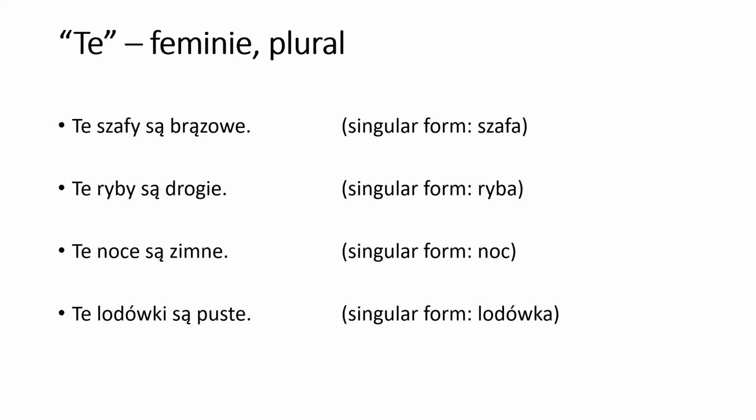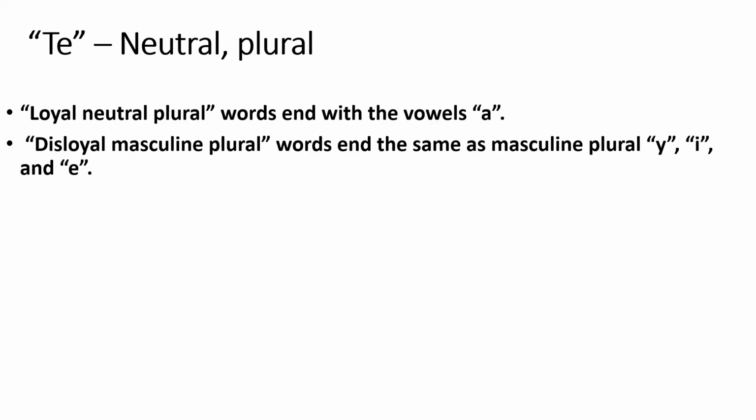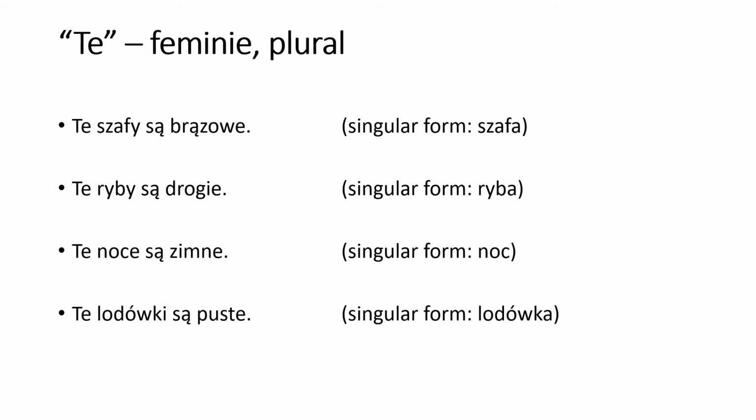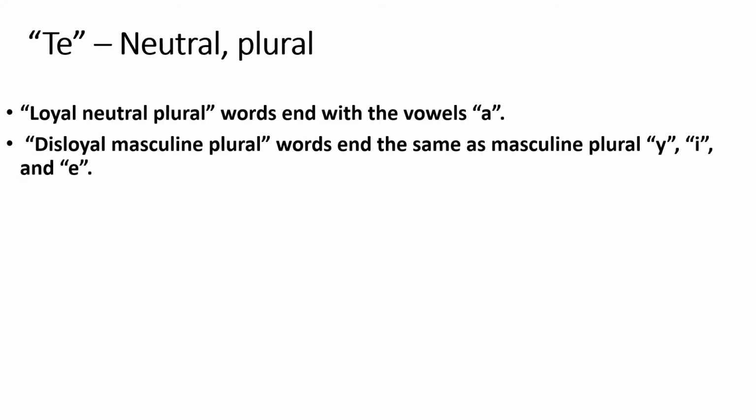Let's go to the next one. These for neutral. It's the same te as these for feminine. I know it looks simple. It is simple, but if you look inside, it's not that simple anymore, even though it's the same as feminine. So te, feminine, te, neutral, plural. We have two types of neutral when it comes to plural. The first type is the easiest one because it comes from neutral.